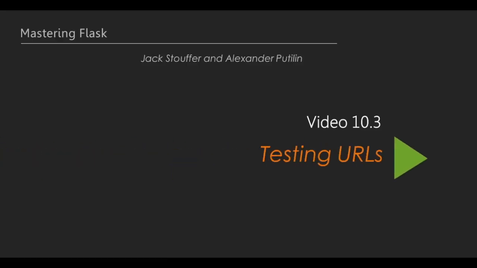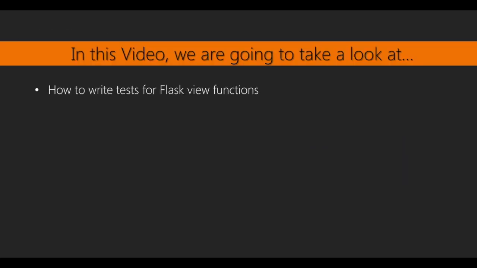In the previous video, we saw how to test our models. This is video 3 of section 10, titled Testing URLs. In this video, we will cover some specific methods to test Flask view functions, as the tools we have seen so far are not adequate. But we will not be testing the behavior of each page in the browser, since it is only remotely related to Flask.